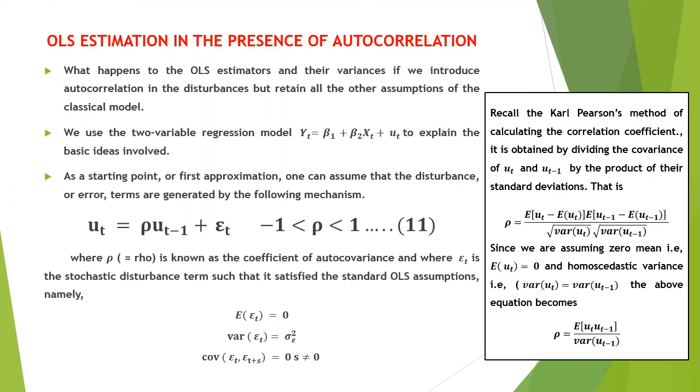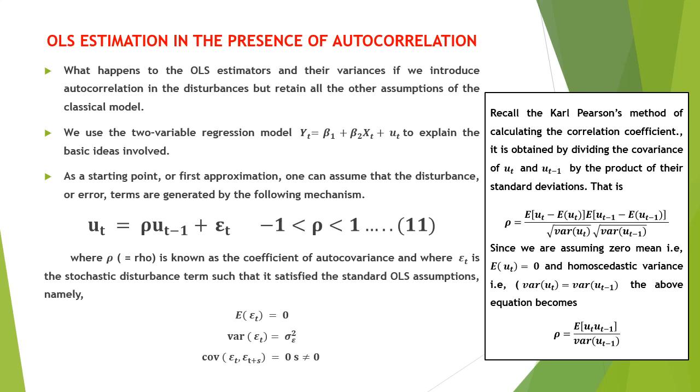So far, we have discussed the definition of autocorrelation and the reasons for autocorrelation. Now we turn our attention to a much bigger question. What happens to OLS estimators and their variances if we introduce autocorrelation in the disturbances while retaining all other assumptions of the classical model? That is, the error term has zero mean and homoscedastic variance, but exhibits autocorrelation. What will happen to the estimators and their standard errors? We use here a simple two-variable regression model to explain it.